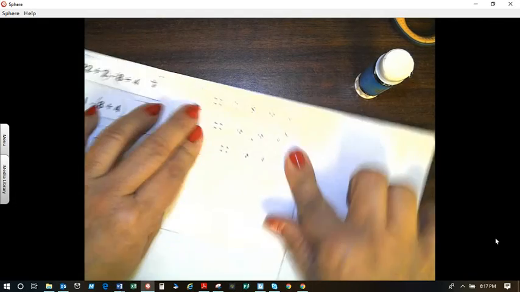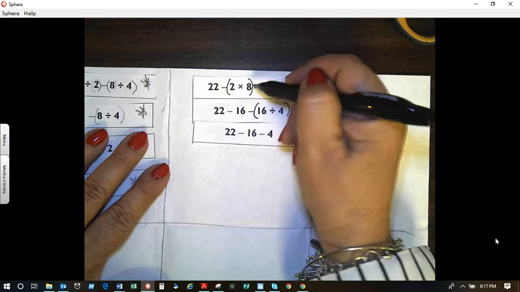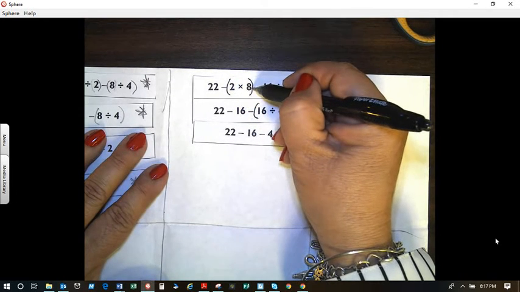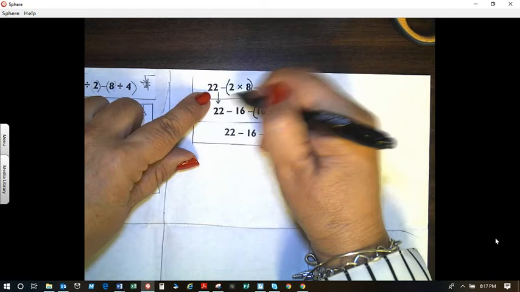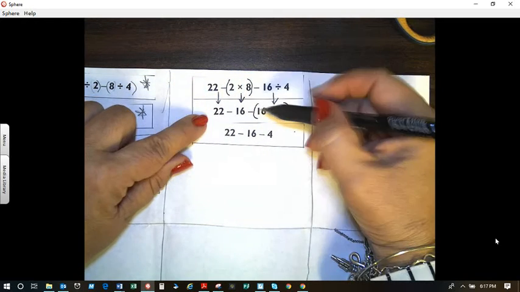Alright, so do you see how we're bringing everything down? We started off with this group here. So it's 22 minus 2 times 8, and that's 16. So I'm bringing down everything. Okay, and then the next, now it's getting smaller.